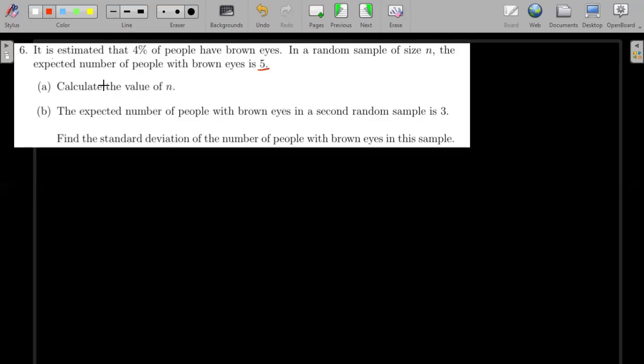So this is on the binomial distribution. Where they're saying it's estimated that 4% of the people have brown eyes, it simply means that the probability of success is 4%. The 4% is the same as 0.04, just divide 4 by 100. So this is the probability of success. And then they're saying the expected number of people with brown eyes, meaning the expected value of X is equal to 5. And then calculate the value of n.